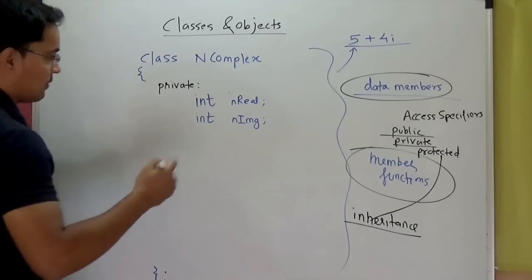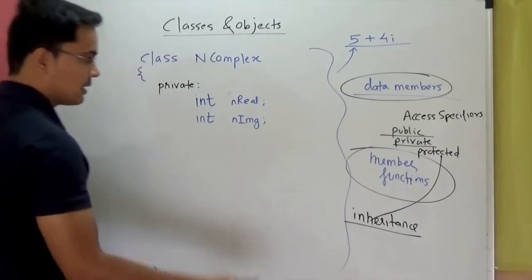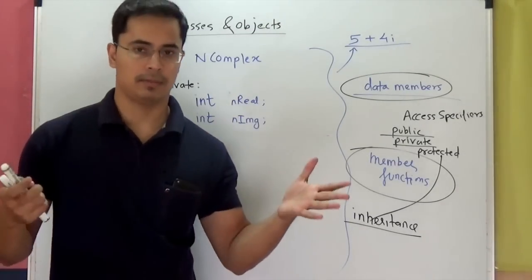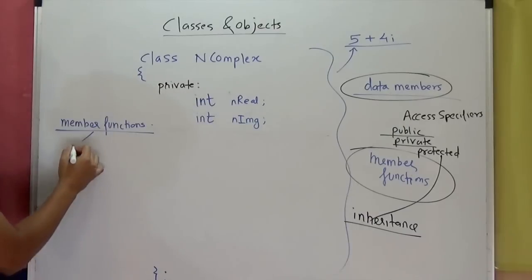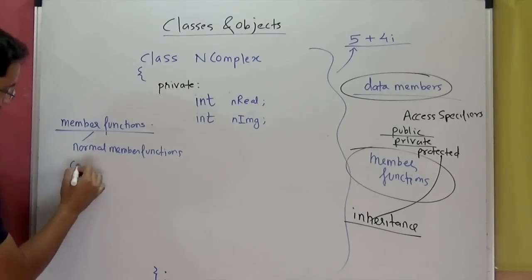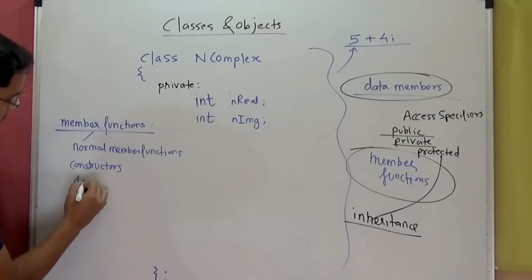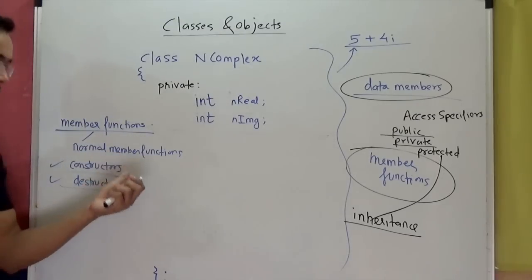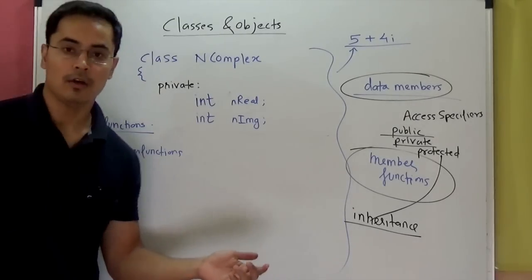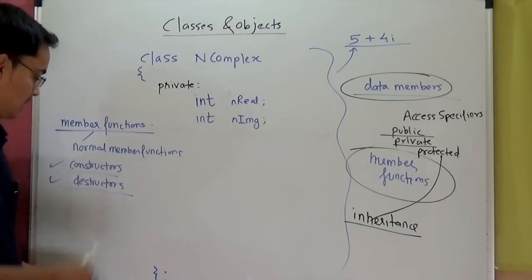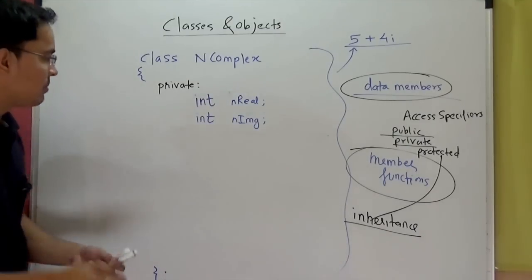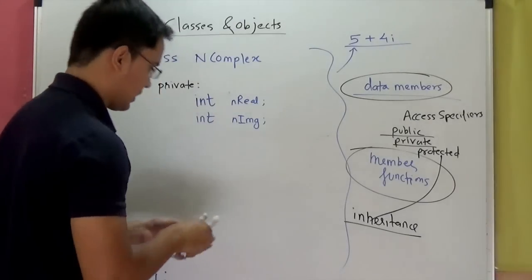Then I can specify my member functions. Member functions are generally divided into three types in C++: normal member functions, constructors, and destructors. Constructor and destructor are special kinds of member functions. So let us study all these types of member functions: constructor, destructor, and normal member function. A normal member function would be something like this.